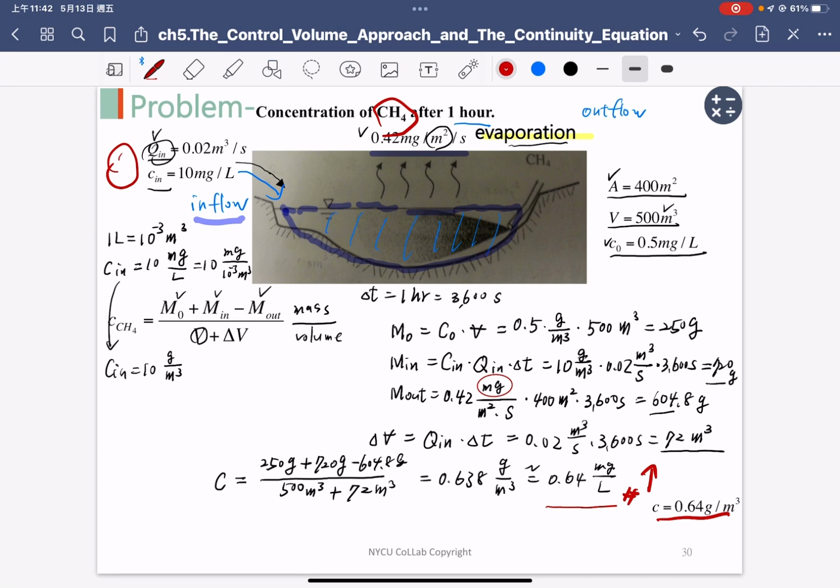But I just want to point out for this exercise, you just need to define where your control surface is. Inside the control surface, we call that the control volume. Right now the control volume is our river channel, and you can discuss property changes in the control volume. For this example, we just discuss the concentration.